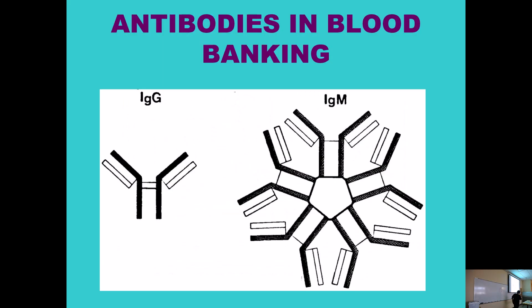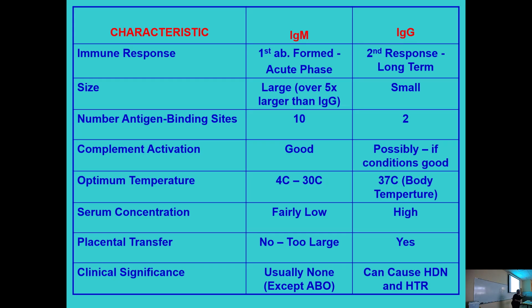If you look at this, this is one Ig subunit. This has 5. There's 1, 2, 3, 4, 5. It's a 5 subunit structure. So it's huge. Number of binding sites, there were 10. Versus IgG, second response, long term, it's much smaller, and there's only 2 binding sites.